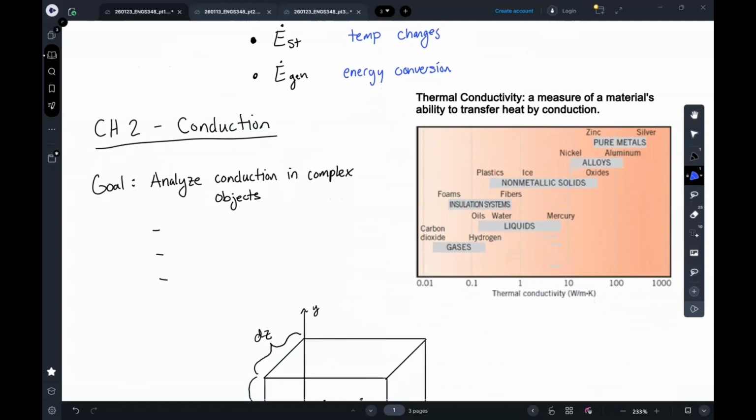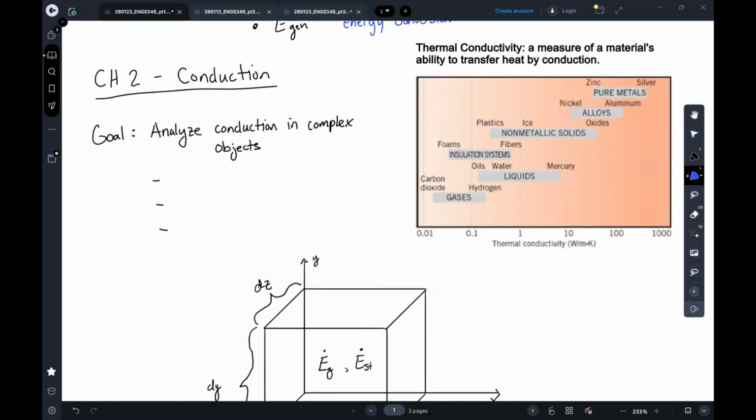What we're going to do is use this to zoom in on conduction. So conduction uses thermal conductivity, which is described over here as a measure of how well a material transfers heat by conduction. This is kind of a basic range of thermal conductivities for different materials. And our goal is to use this to analyze conduction in complex objects.